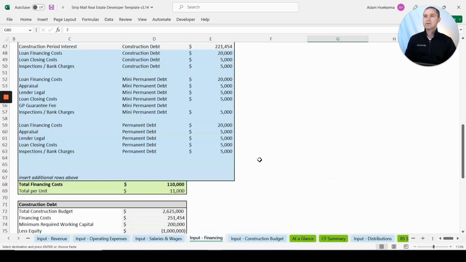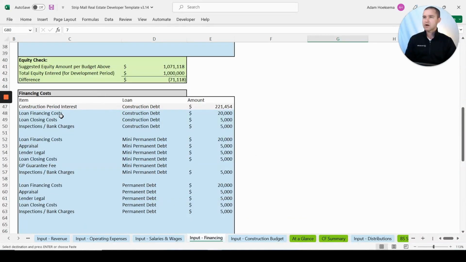And so if we come back up here on the financing costs, we expect that there'll be loan closing costs and financing costs, bank fees, inspections, appraisals, all sorts of those types of fees that come along with each phase of financing. So with the construction debt, we've assumed here a 1% fee, 1% of the loan as a financing fee. But then you also notice we've got mini perm debt and permanent debt here.